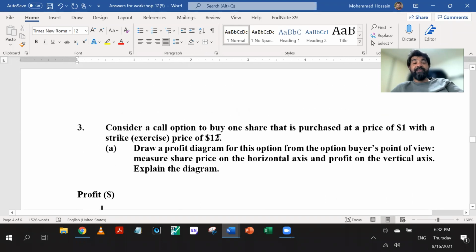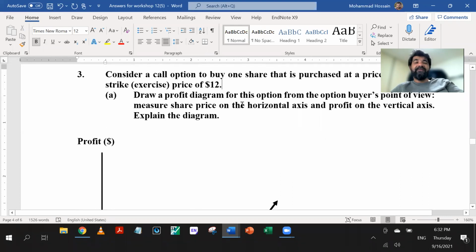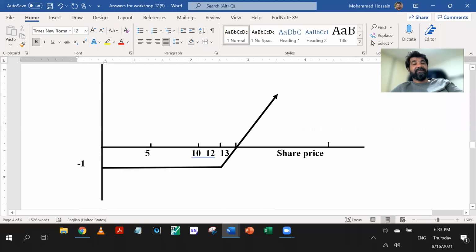Consider a call option to buy 1 share that is purchased at a price of $1 with a strike price of $12. Remember the call option and put option. Draw a profit diagram for the option from the option buyer's point of view. Measure the share price on the horizontal axis, profit on the vertical axis. Explain the diagram. So the share price in here, profit in here.